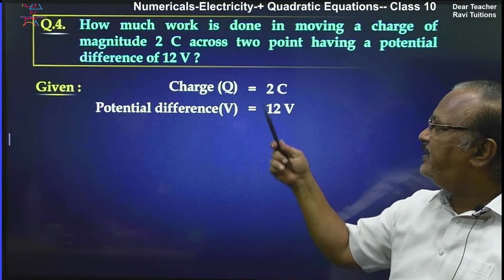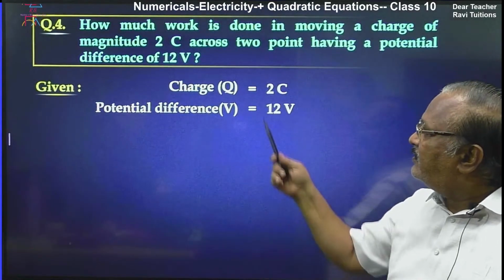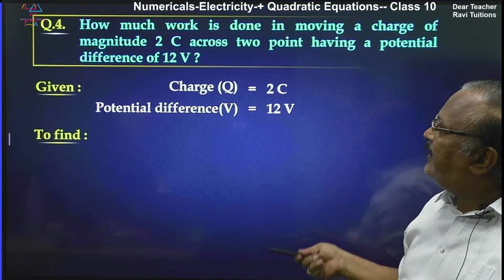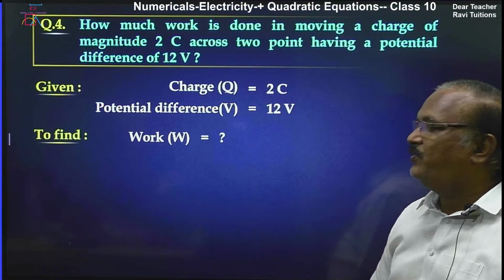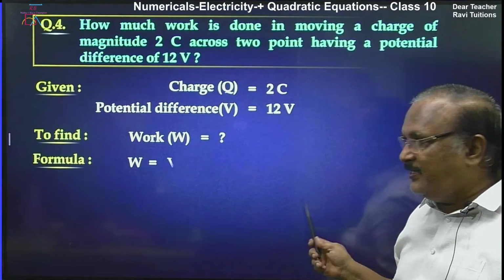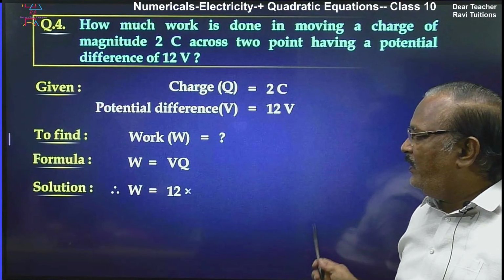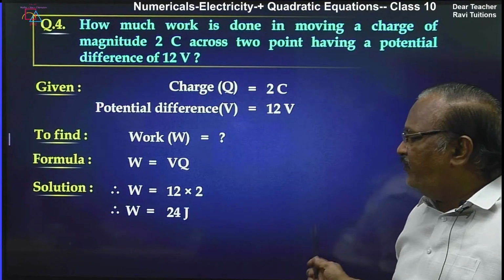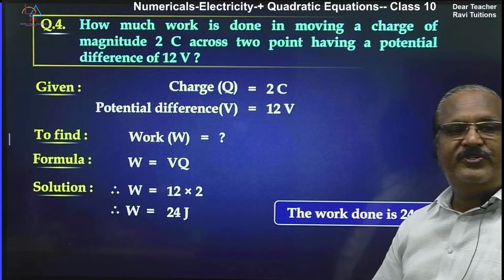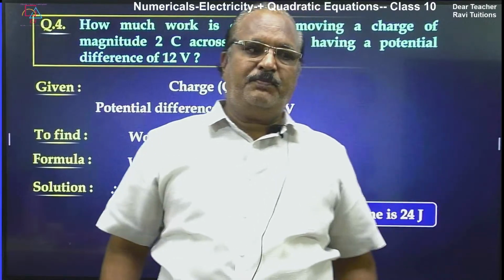We have 2 quantities, charge and potential difference, right? So these two, Q and V, and what you have to find out, that also you identify: how much work is done. W is equal to question mark. So now identify the formulas, recollect the formulas. W is equal to VQ, and substitute the values, and you will be getting 24 joules. So the work done is equal to 24 joules. This is very, very simple. This is one part of the numericals.